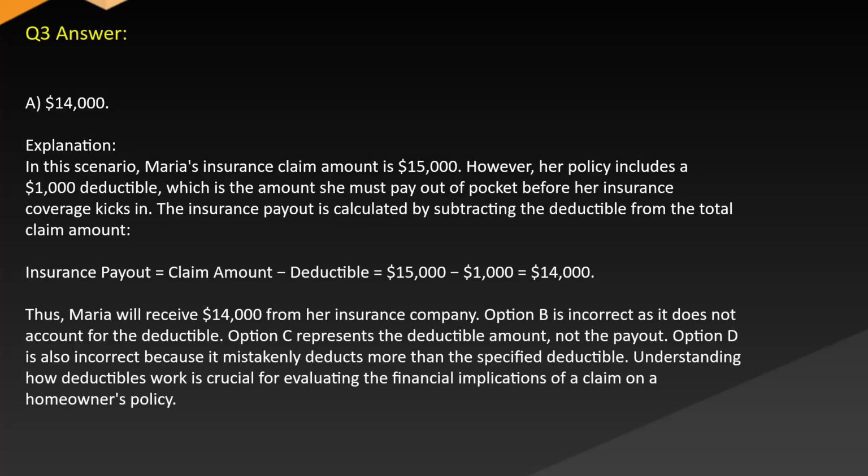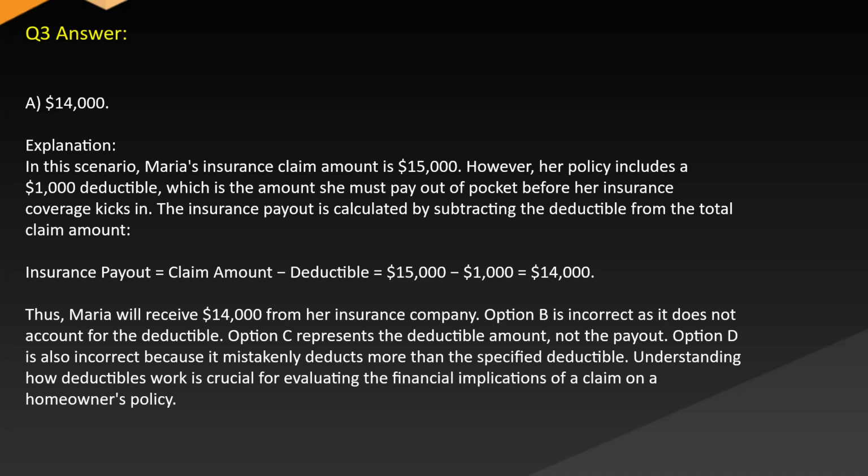Answer A. $14,000. Explanation: In this scenario, Maria's insurance claim amount is $15,000. However, her policy includes a $1,000 deductible, which is the amount she must pay out of pocket before her insurance coverage kicks in. The insurance payout is calculated by subtracting the deductible from the total claim amount. Insurance pay equals claim amount minus deductible, which equals $15,000 minus $1,000, which equals $14,000. Thus, Maria will receive $14,000 from her insurance company.